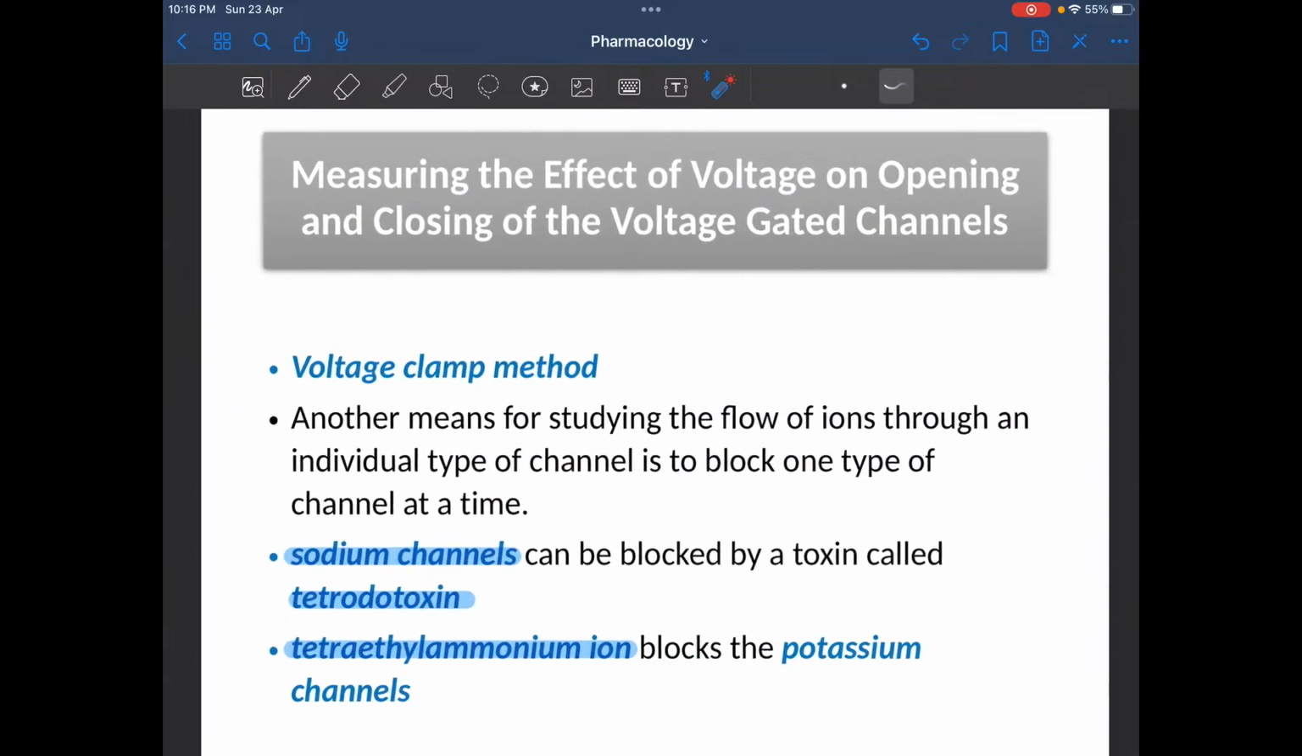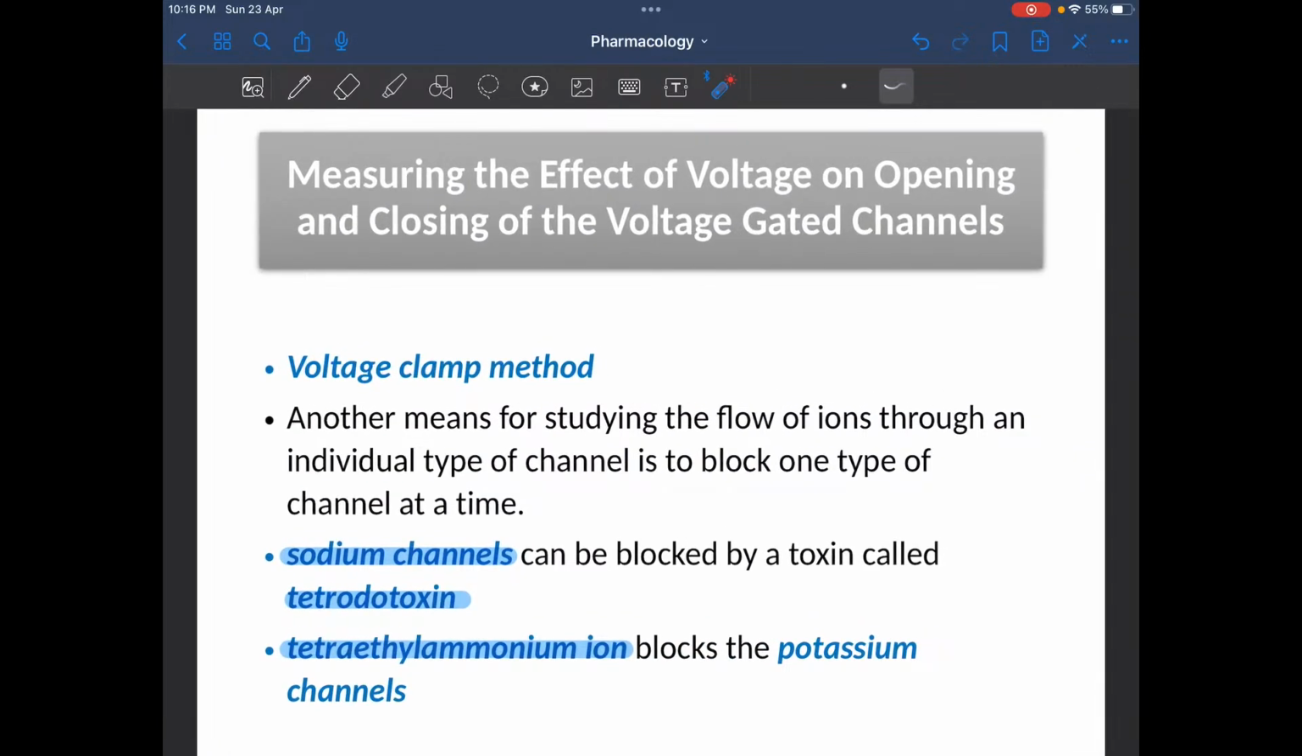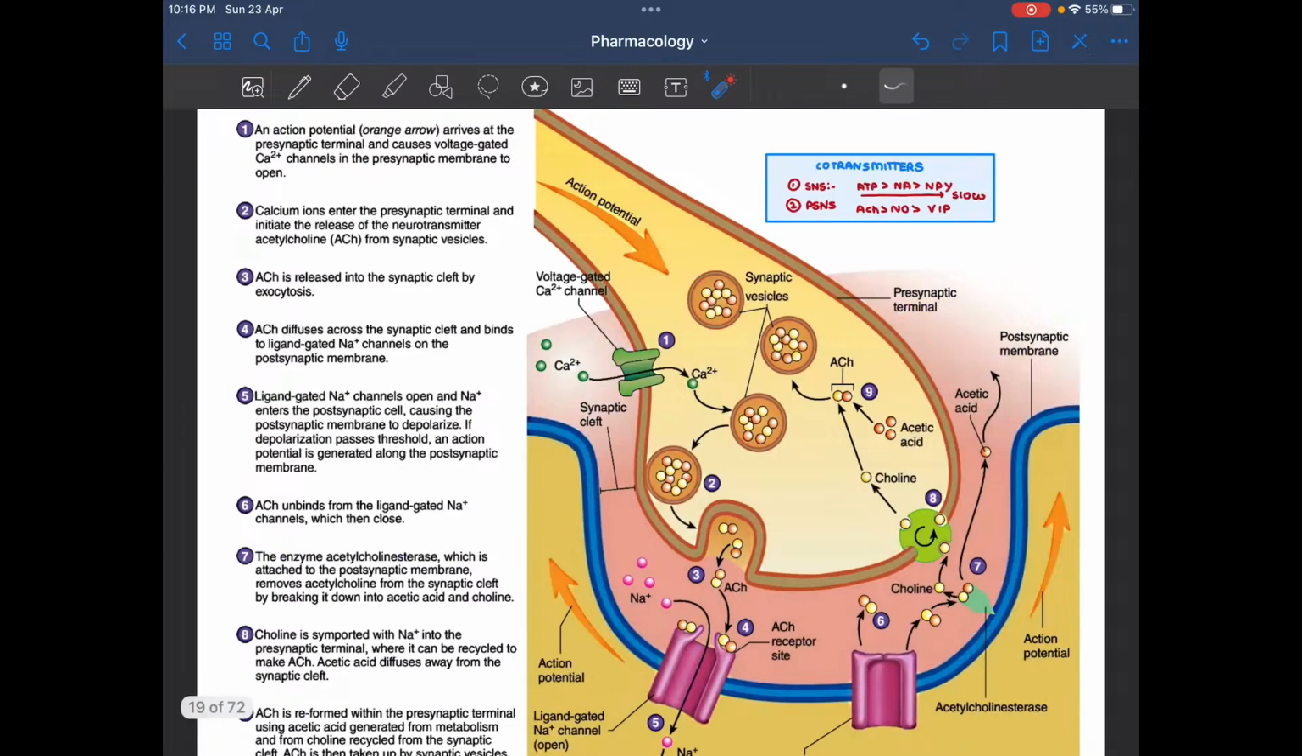All right, one more thing, guys. For MCQs in pharmacology, I've already told you in nerve muscle physiology that we have two toxins. To block sodium channels, we have a toxin known as tetrodotoxin. And to block potassium channels, we have a compound known as tetraethylammonium ion. That's going to act like a potassium ion and not allow potassium to go through the potassium channels. So we have tetrodotoxin to block sodium channels and tetraethylammonium to block potassium channels. Okay. All right.